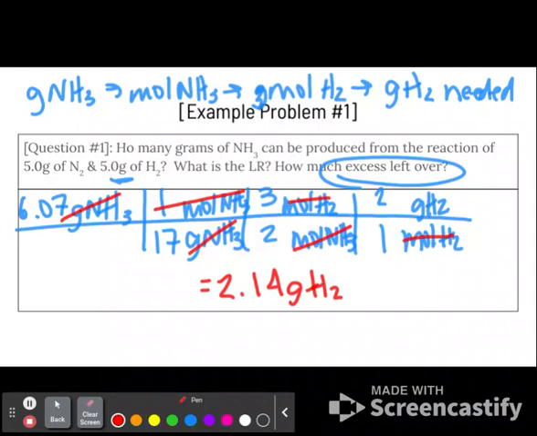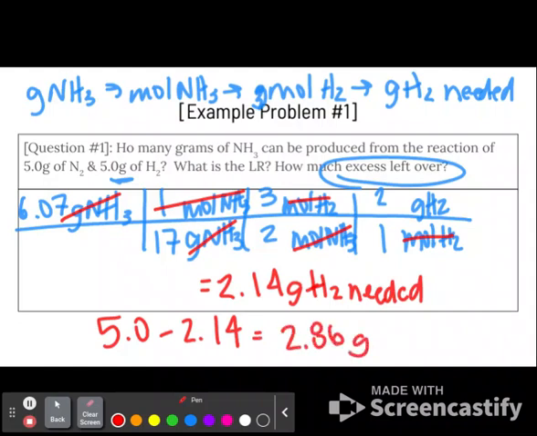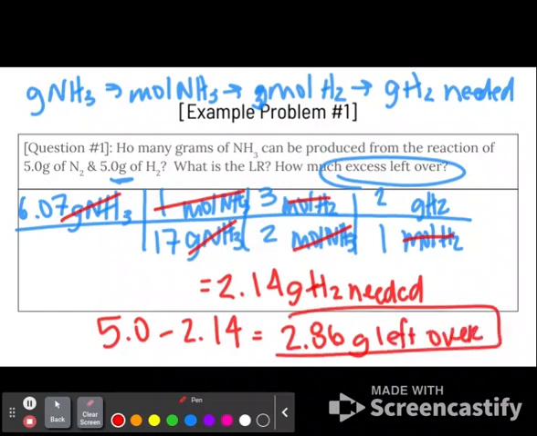So now that we know that, this is how much was needed. We had 5 grams originally. We're going to subtract the 2.14 from it, and that would be 2.86 grams left over. Like I said, I know these are long problems, a lot of work for you to do, but it's good to understand. So pause the video, write this down because I'm going to clear my screen.